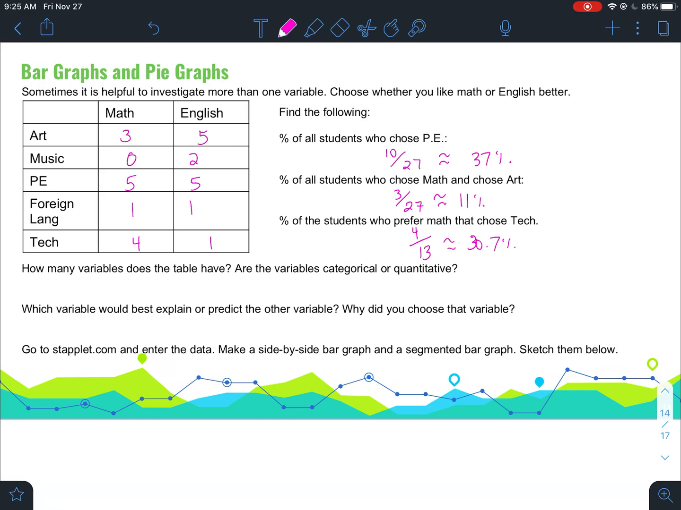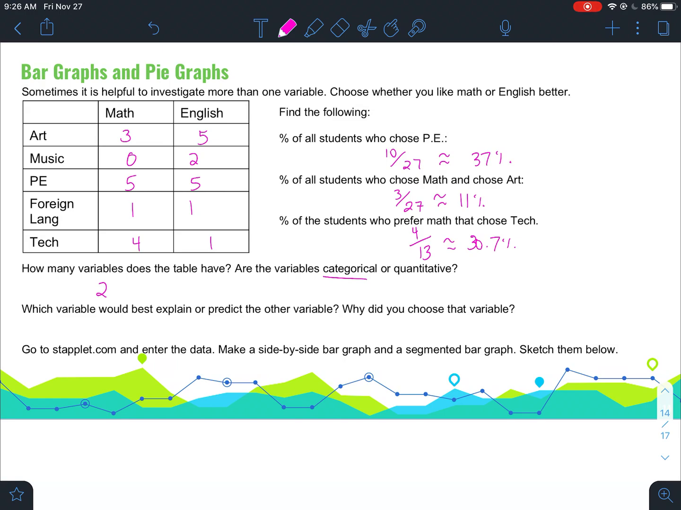How many variables does the data table have? It has 2. And they're both categorical because they are your favorite subject, which isn't a number, it's a thing. Which variable would best explain or predict the other variable? And why did you choose that variable?